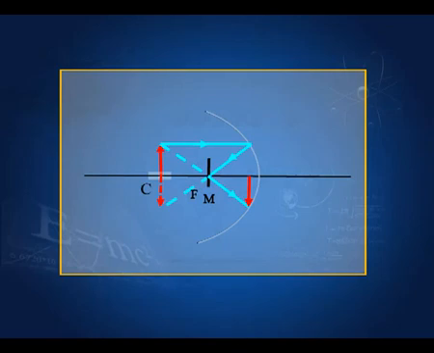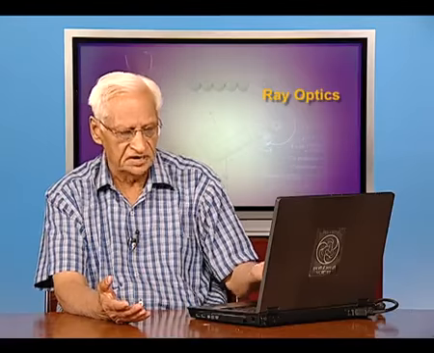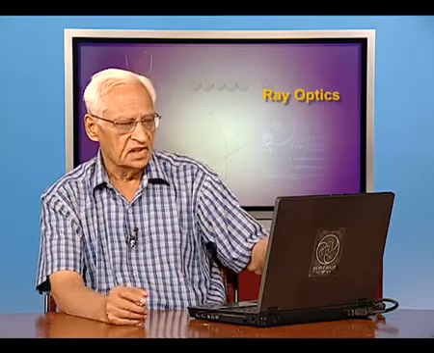You have got an object here. If the mirror is not there, then the image is formed here. This image acts as virtual object for the mirror, and therefore, image is as much behind the mirror as the object is in front of it. Therefore, final image is formed here. Let us take another example.